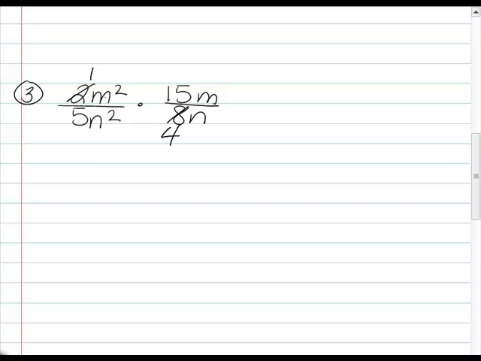And notice your m's are both on the top, so we can't cancel those. 15 and 5 again have a 5 in common, so the 5 would become a 1. 15 would be a 3. And again, notice your n's are both on the bottom, so we can't cancel those as well.